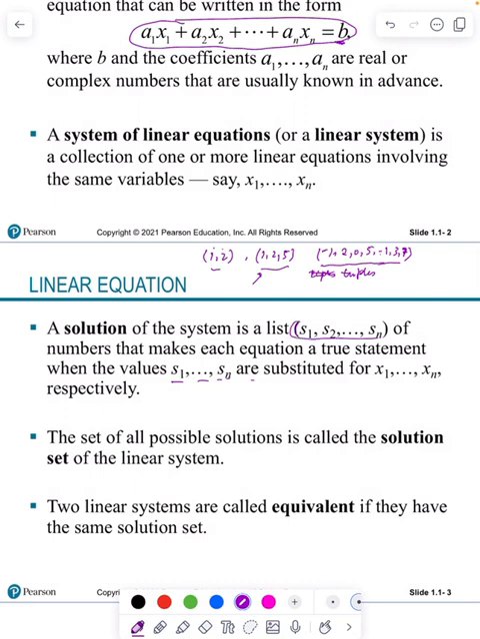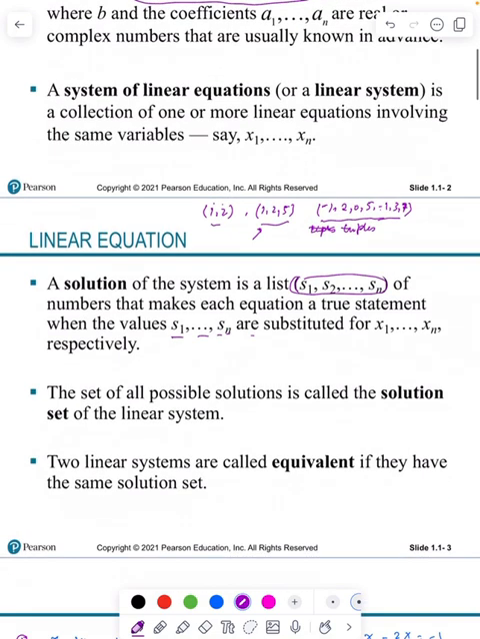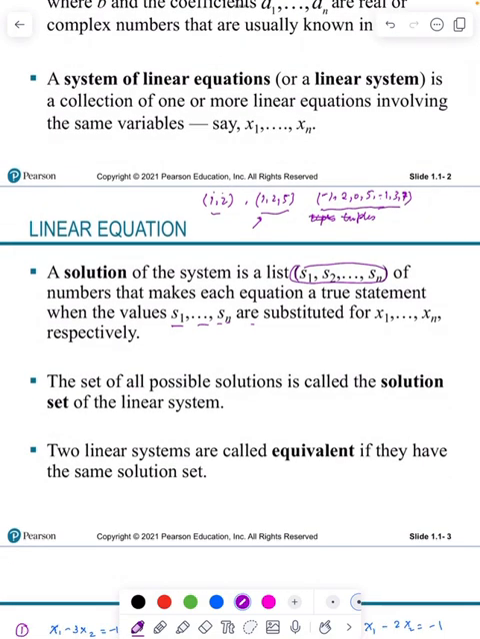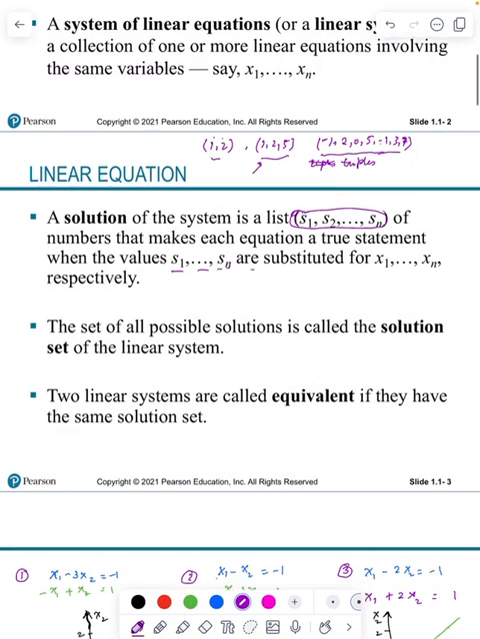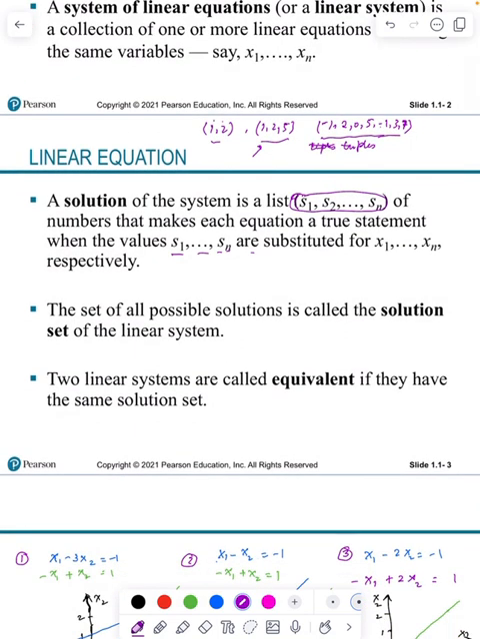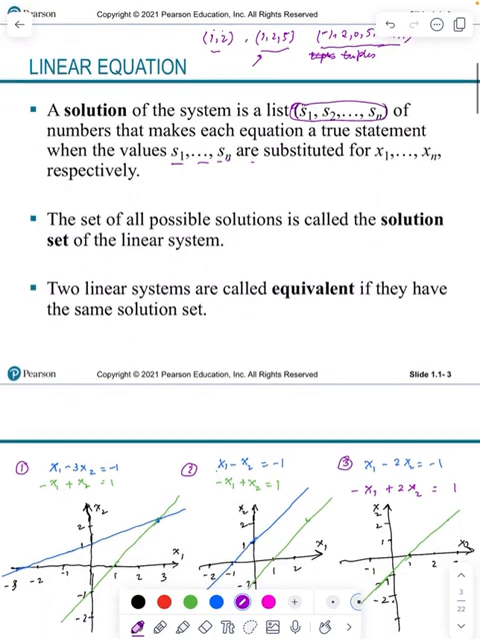Now notice here, these are n numbers, but they make one solution for the system. There could be a situation where we have more than one solution. In that case, we say the set of all possible solutions is called a solution set. Two linear systems are called equivalent if they have the same solutions. This is something we will talk about a little bit later.